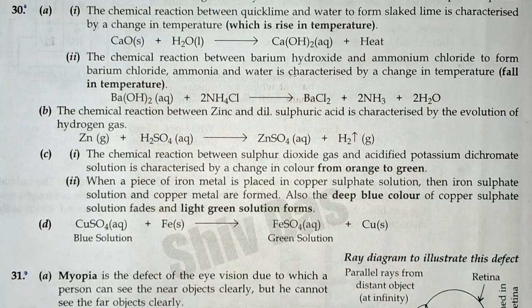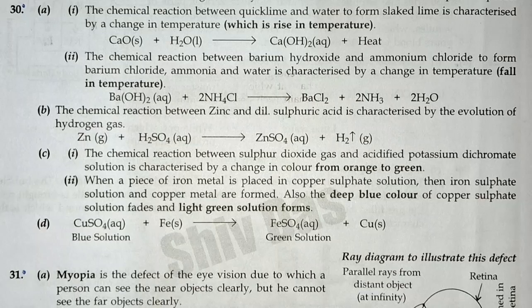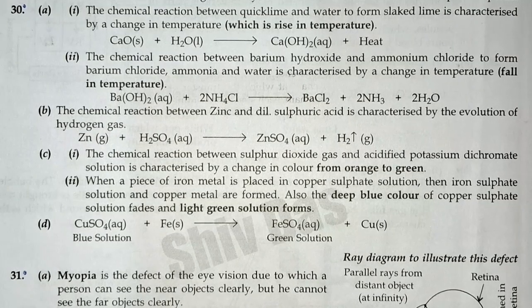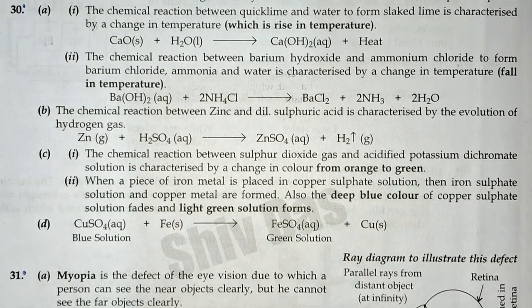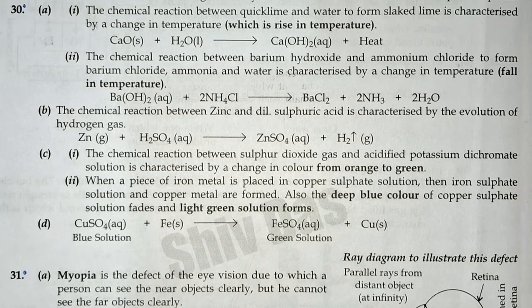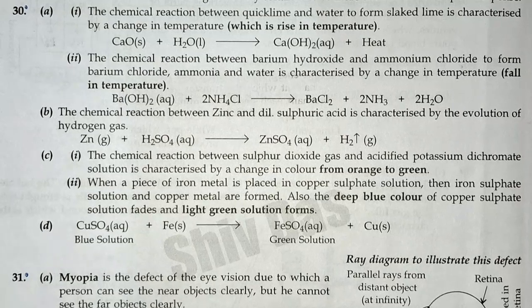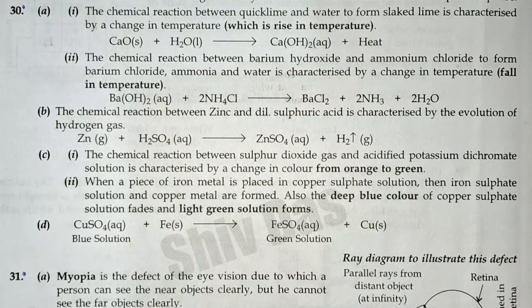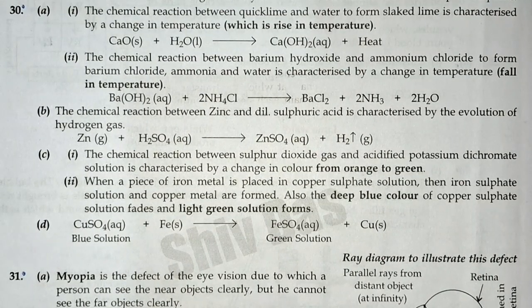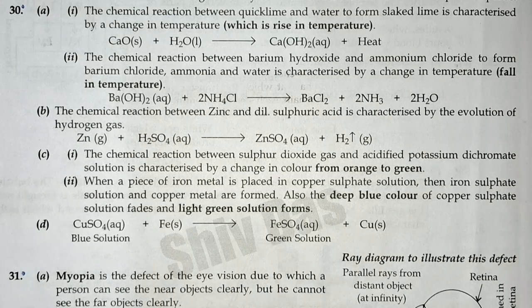Question number 30, part A. First, the chemical reaction between quicklime and water to form slaked lime is characterized by change in temperature, that is, rise in temperature. CaO(s) + H2O(l) gives Ca(OH)2(aq) plus heat.